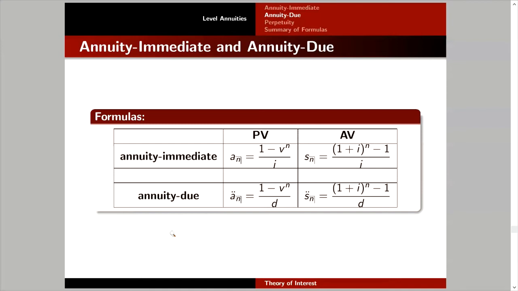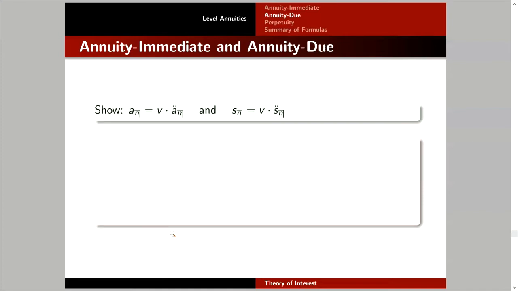More relationships on these two annuities. So we now relate their present values. Like a angle n, this is the present value for an annuity immediate. A double dot angle n, this is the present value of an annuity due. Of course you can easily prove this algebraically.